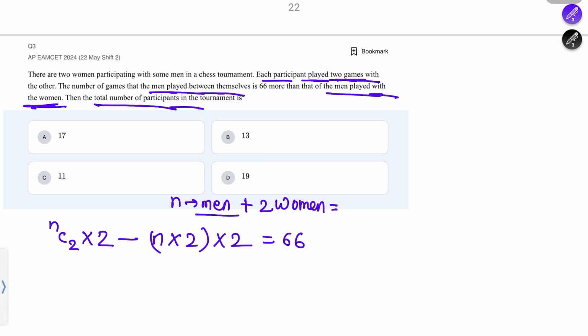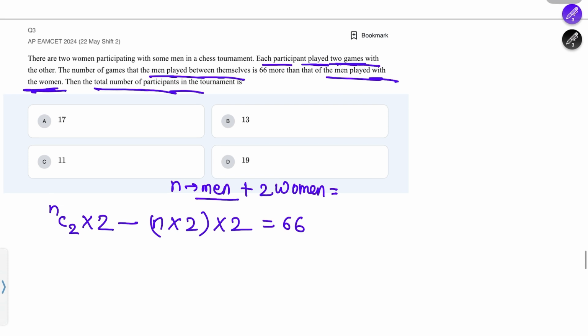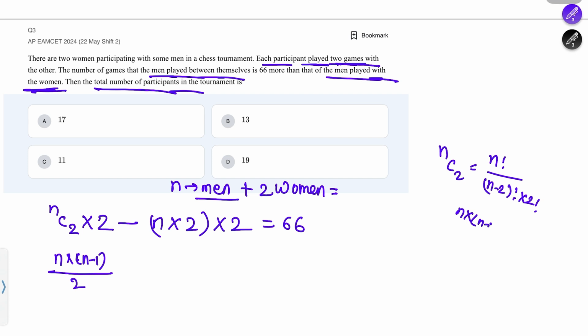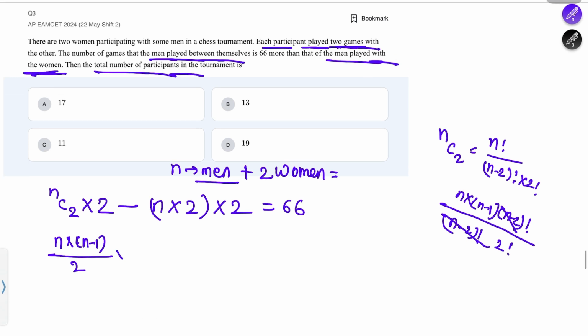And you can find firstly n, and n is 8, then that is the answer. How to do that? Okay, start. nC2 means n into n minus 1 divided by 2, because nC2 is n factorial over n minus 2 factorial into 2 factorial, correct? So n into n minus 1 into n minus 2 factorial over n minus 2 factorial, so that cancels out, leaving only 2, right now. So that is n minus 2, okay, and multiplied by 2, and it is 4n, equal to 66.